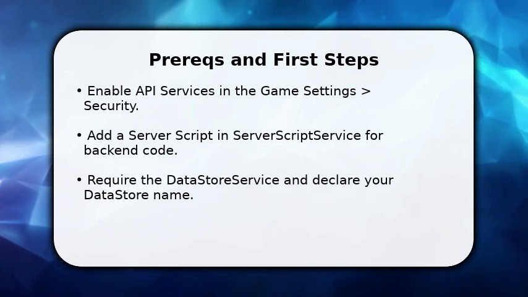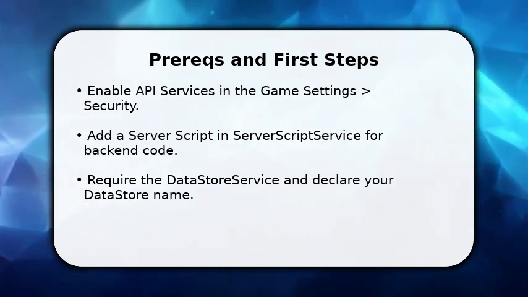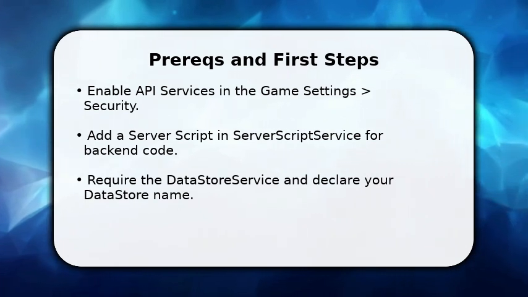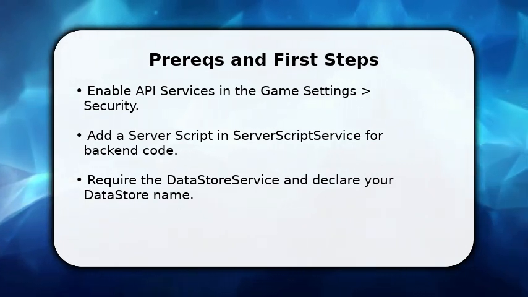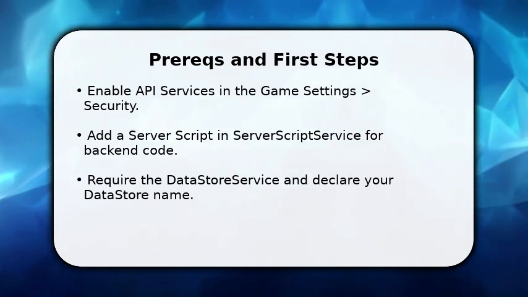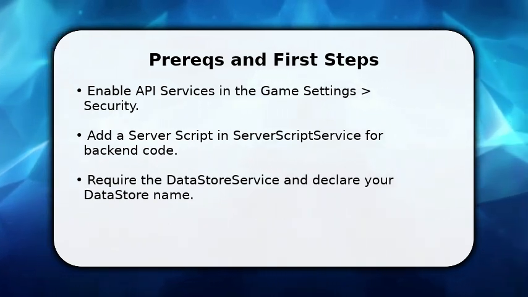Require Datastore service and call getDatastore with a clear version name because naming avoids key collisions when you update. Once done, define a consistent key pattern like player user ID and set up basic read/write functions. This gets you into a reliable workflow immediately, rather than tinkering in client code.